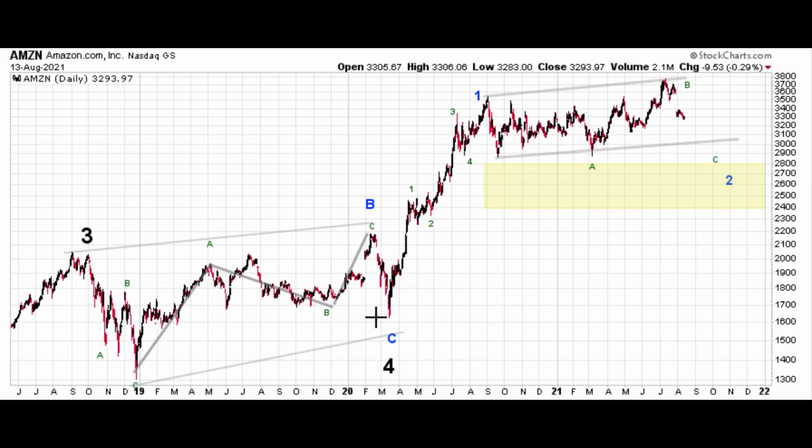Actually, one more. You have this nice trendy 5-wave move and then a counter trend pullback. That's a setup for higher prices once the counter trend pullback completes. So that's what we're looking at.